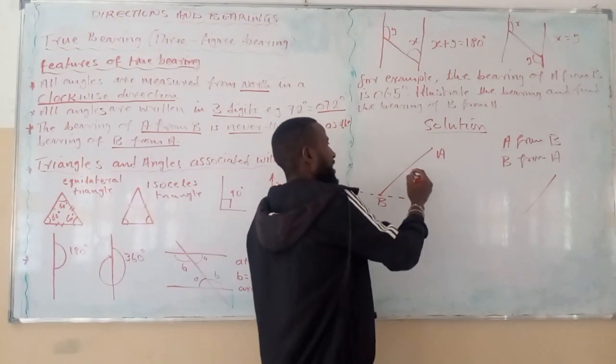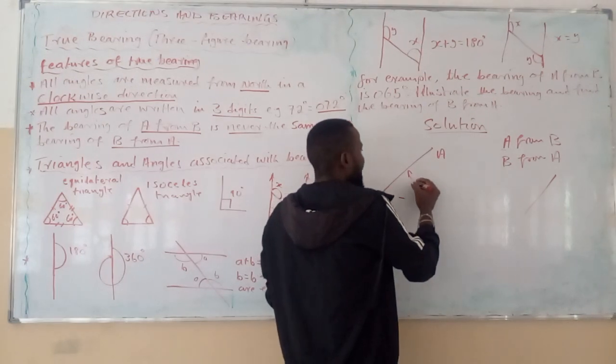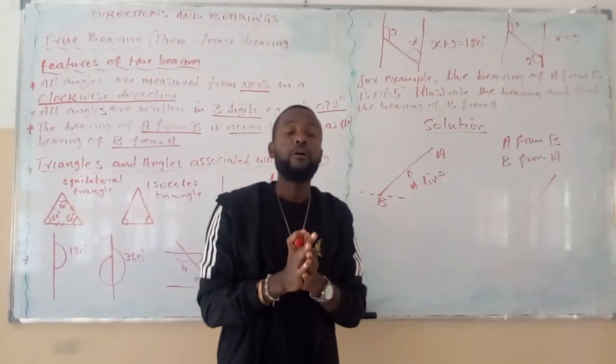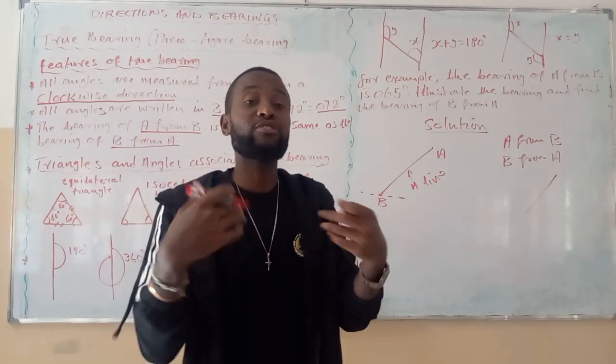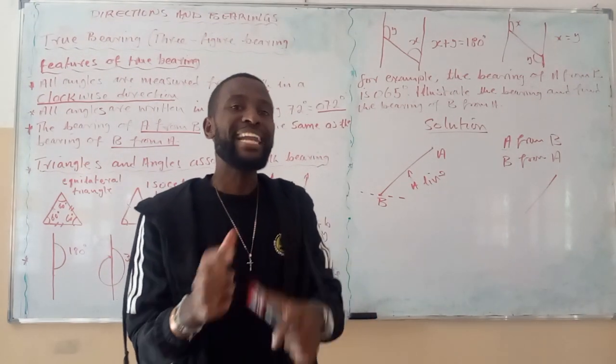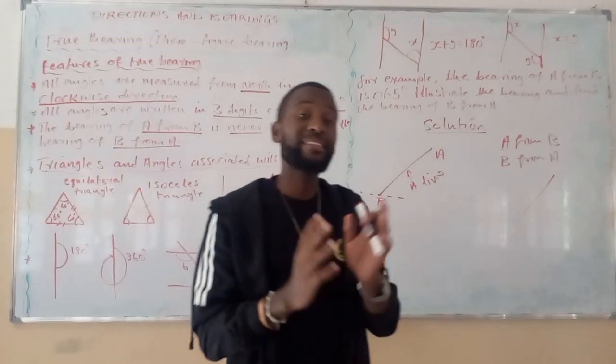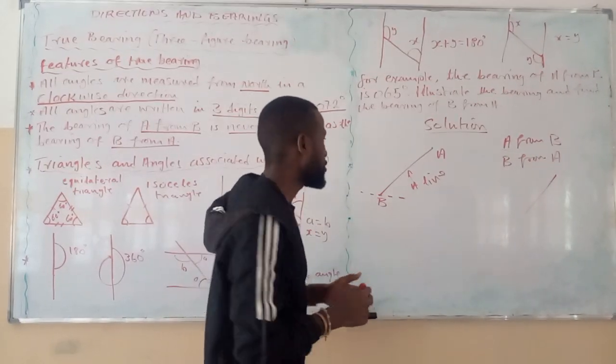The whole of this line is the A line. Hence, I don't know my B line, so I need to generate a B line. Now, the B line is what we call the north line. So how do you come up with the north line?